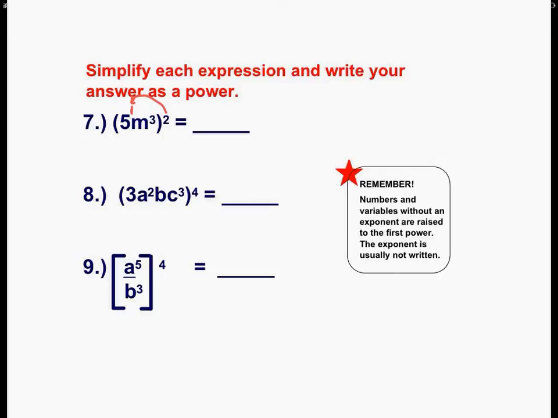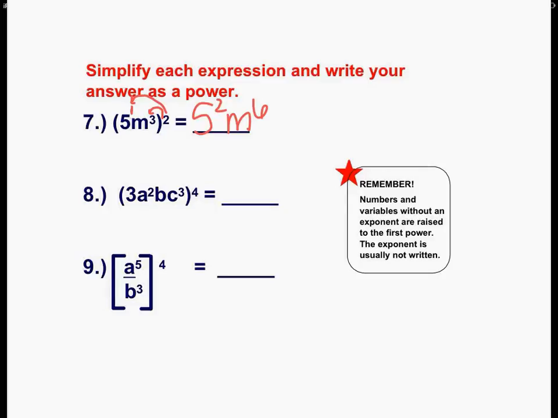2 times 1 is 2. That becomes 5 to the 2nd. 2 times 3 is 6. So that is m to the 6th. Notice how I distributed the exponent on the outside to every exponent on the inside of the parentheses.